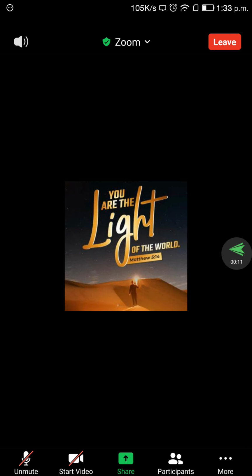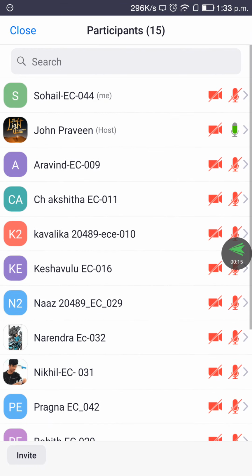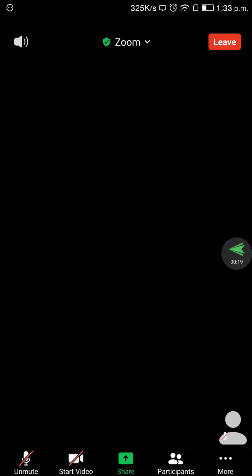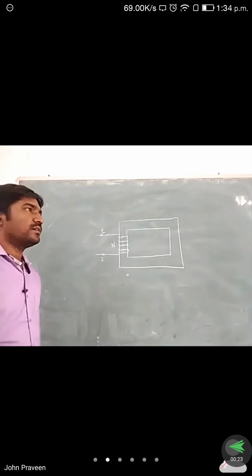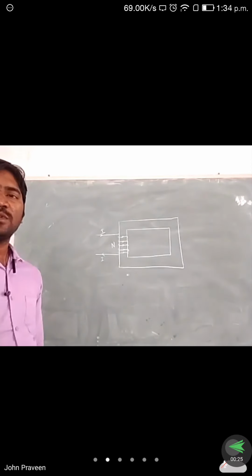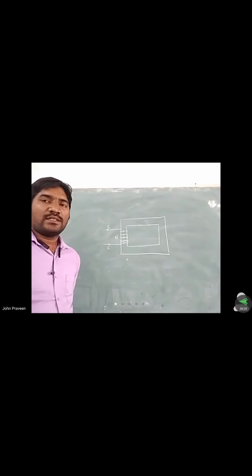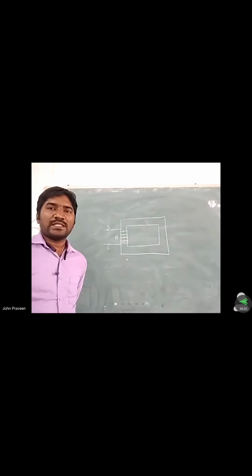So let's start our class with a new concept, that is a magnetic circuit. To understand the concept of magnetic circuit, we are selecting a transformer. Basically this is what we call a core type transformer.